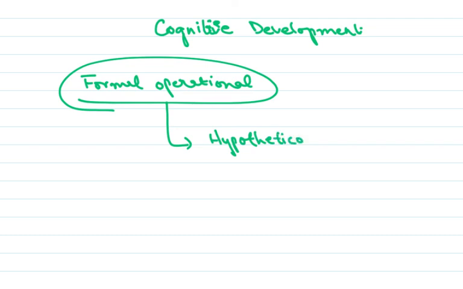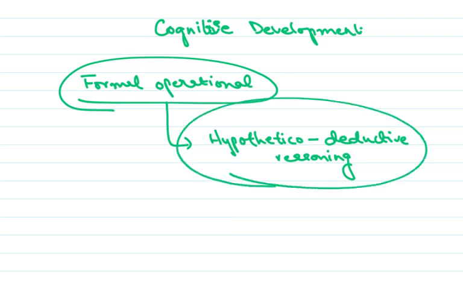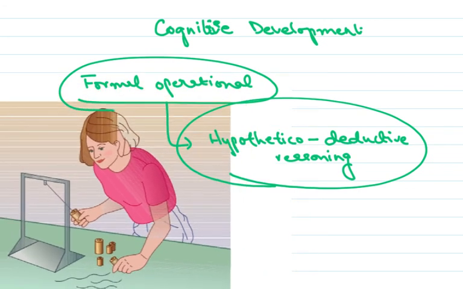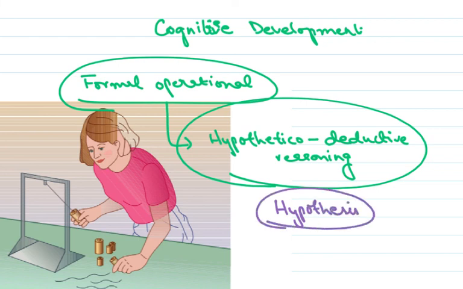Now, what exactly is hypothetico-deductive reasoning? According to Piaget, if adolescents are met with a problem, so for example, you give an adolescent a problem where they need to adjust the speed of a pendulum, and they need to see what factors affect the speed of it, they will not approach this problem randomly. They will create what he calls a hypothesis.